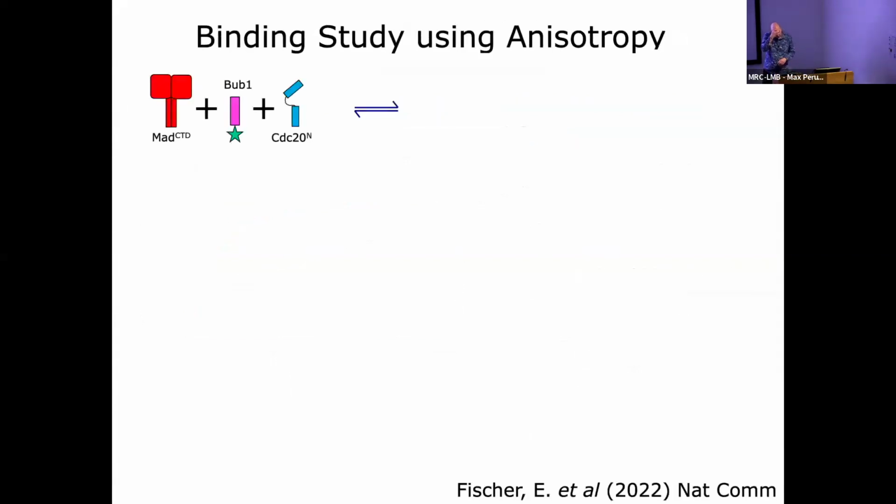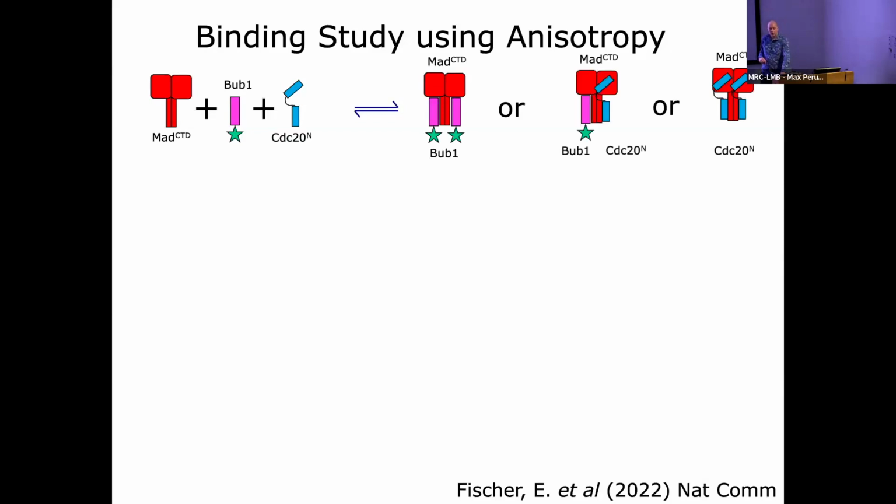So here's a really nice example of how you can use polarization and how it relates to mass. This was checkpoint proteins in the Barford lab with Elise Fisher. They had part of this protein MAD2, a C-terminal domain. It was basically a homodimer, and it had a coil at the bottom. They knew that BUB1 and CDC20N were involved in forming a complex. So what kind of complex did they form? Was it just BUB1 binding, or CDC20 binding, or a mixture of both?